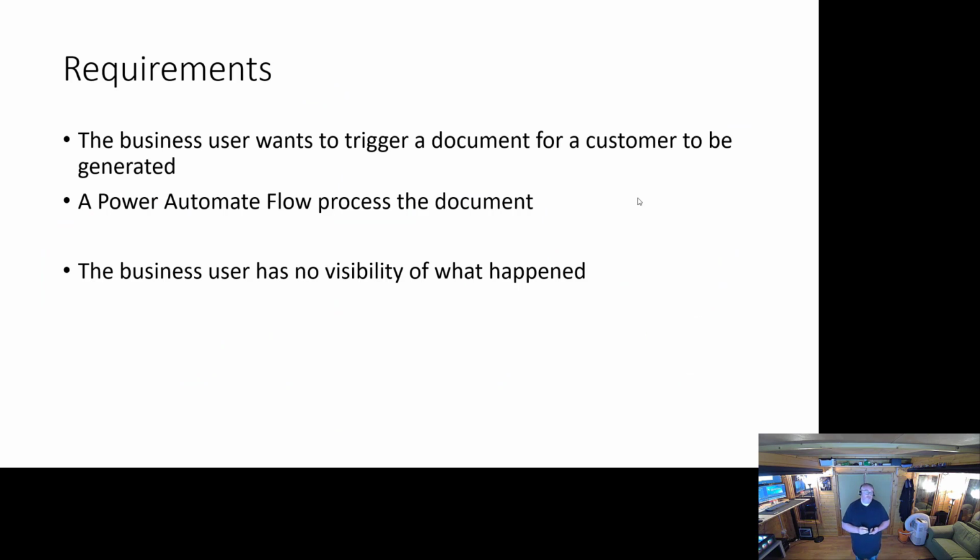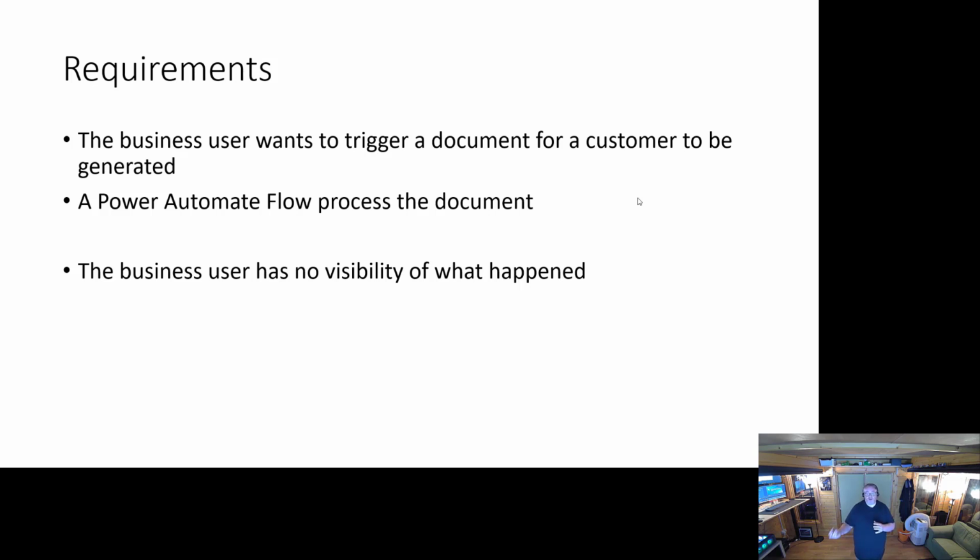The requirement for the example that we're going to look at is that the business user wants a document to be triggered to be generated for a customer. We're going to implement that with Power Automate to process the creation of the document. The problem is the business user has no visibility of what happens, so the Power App that their business function would own.